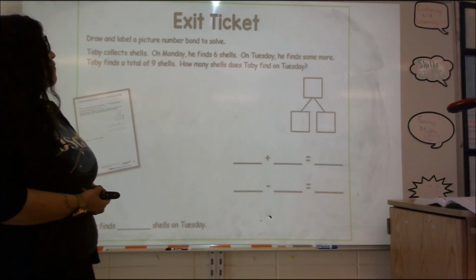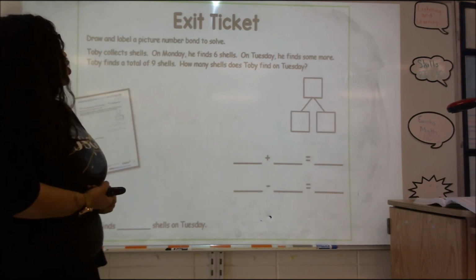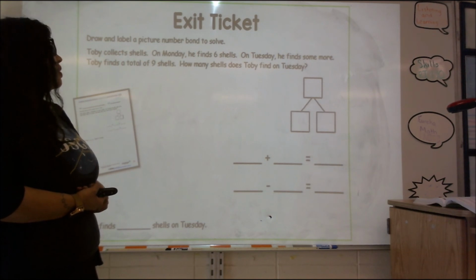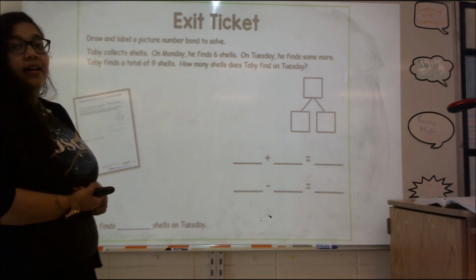On Monday, he finds 6 shells. On Tuesday, he finds some more. Toby finds a total of 9 shells. How many shells does Toby find on Tuesday?